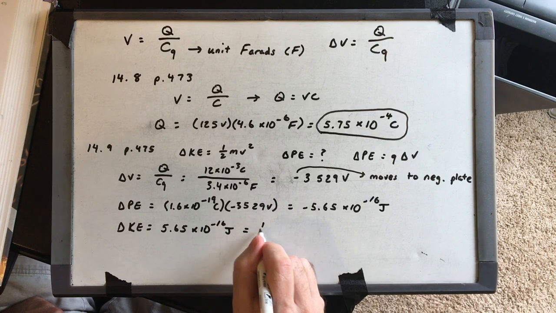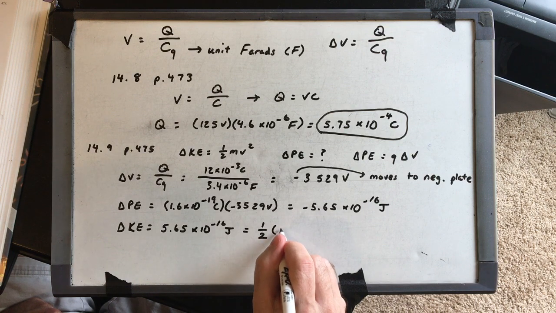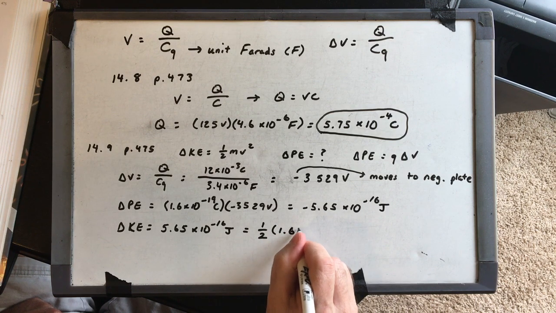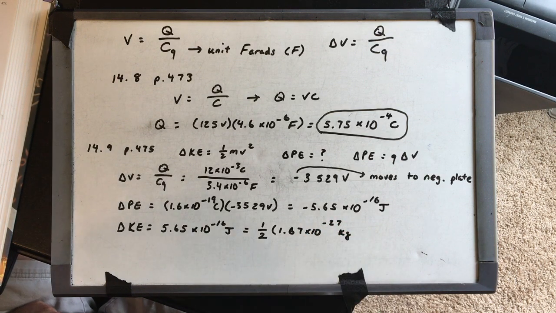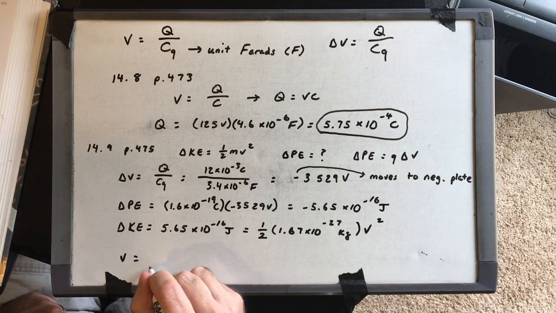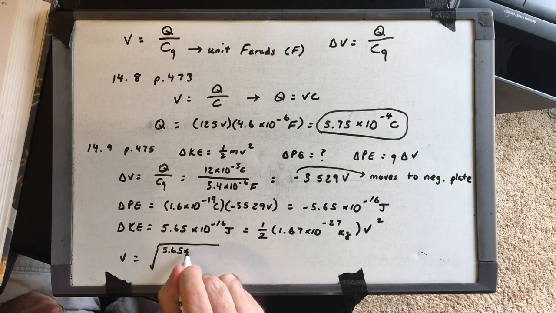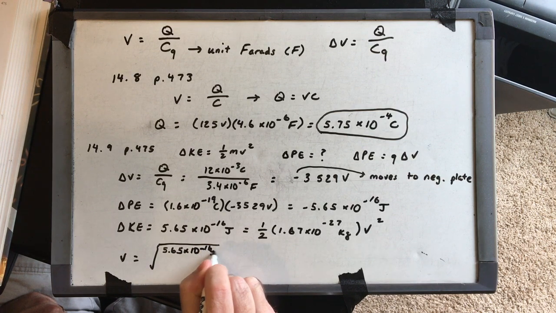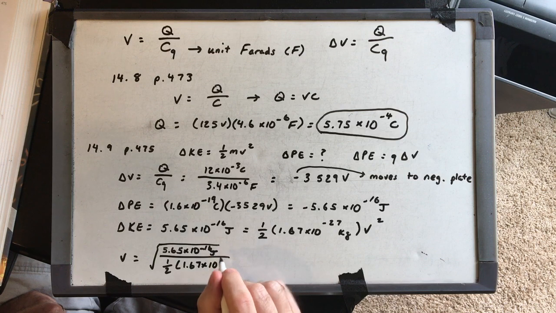And that is equal to 1/2 mass times velocity squared. And the mass of a proton, of course, is tiny, but we'll put it in, 1.67 times 10 to the minus 27 kilograms times velocity squared. So velocity, finishing this up, is going to be the square root of 5.65 times 10 to the minus 16 joules divided by 1/2 times 1.67 times 10 to the minus 27 kilograms.